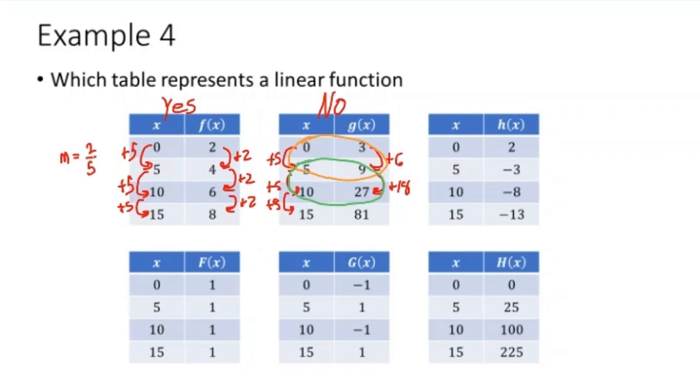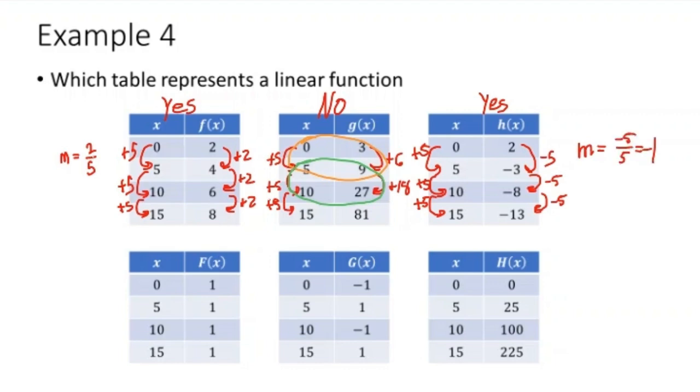Going to the third table, the x's are still changing by 5s. For h of x, we can see its value is decreasing by 5. So whenever x increases by 5, h of x is always going to decrease by 5. So this is a linear function, and the slope will always be negative 5 over 5, or negative 1.